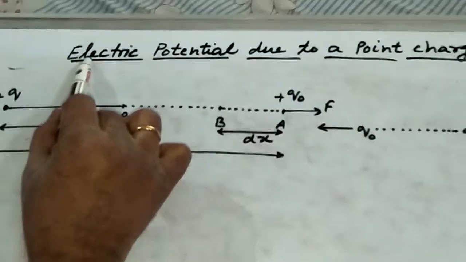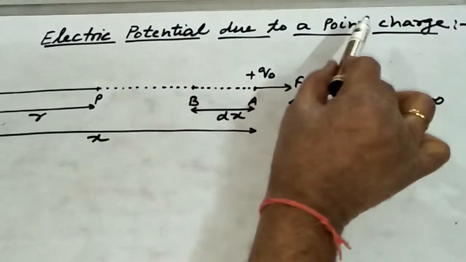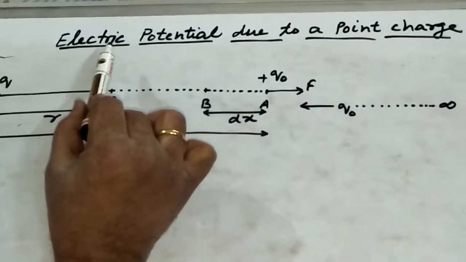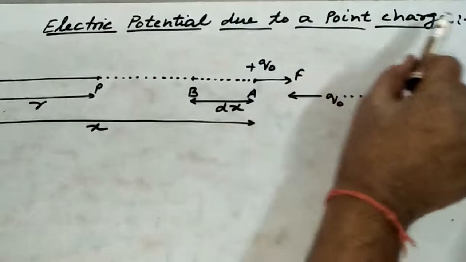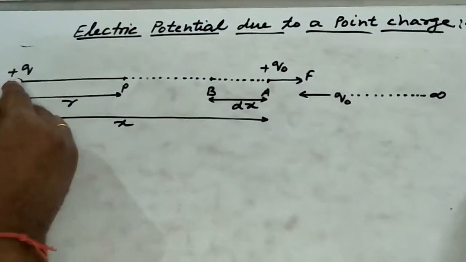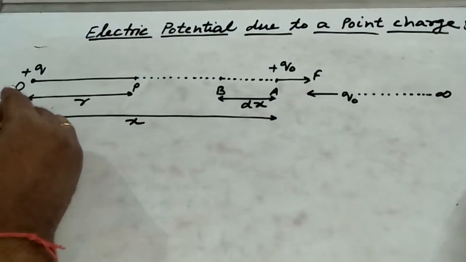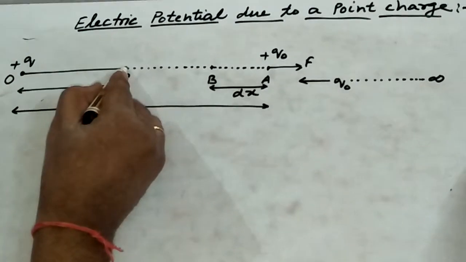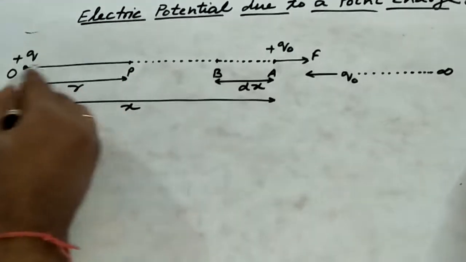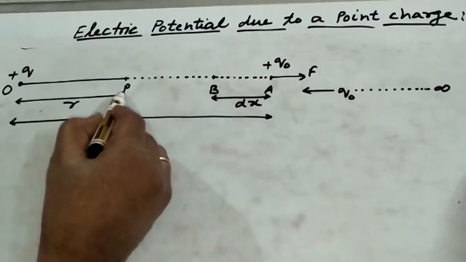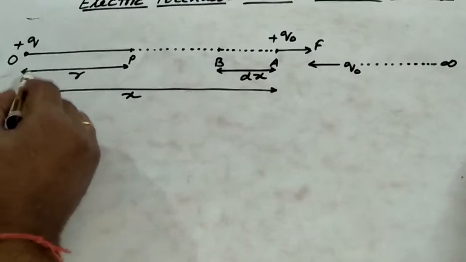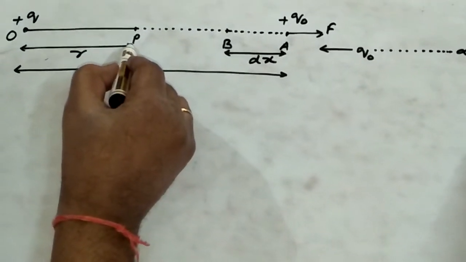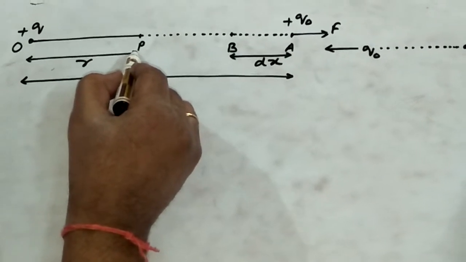Now, the next topic is electric potential due to a point charge. Like electric field due to a point charge, here I am going to calculate electric potential due to a point charge. Let a point charge +Q be situated at point O in air or vacuum, meaning here K is equal to 1. And suppose P is a point in the electric field of this charge Q at distance R from it, where the electric potential is required.